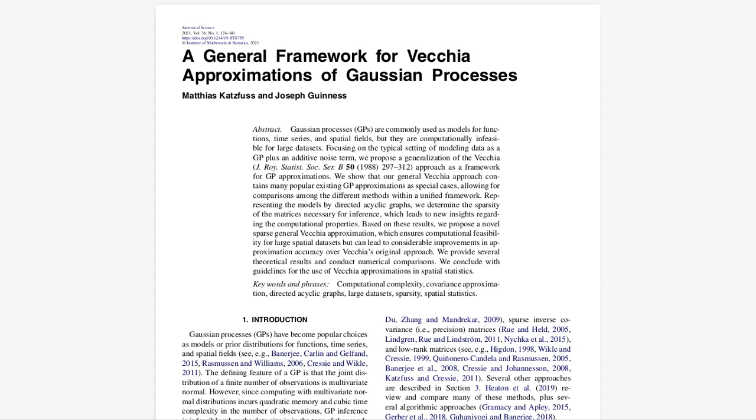But I have to admit, sparsity sounds a little intimidating. Can you explain that in a way that makes sense to someone who's not a math whiz? Absolutely. Imagine a giant spreadsheet where most of the cells are blank.